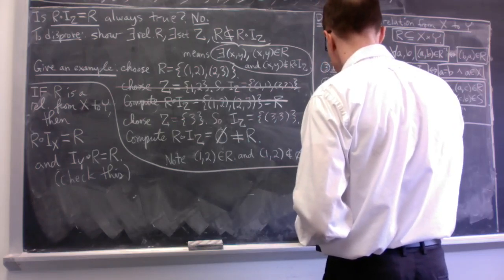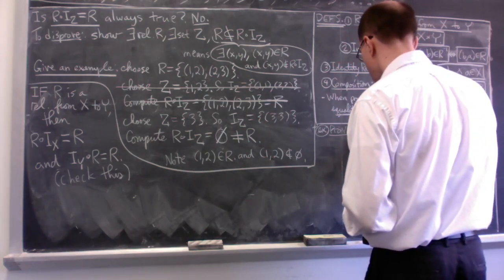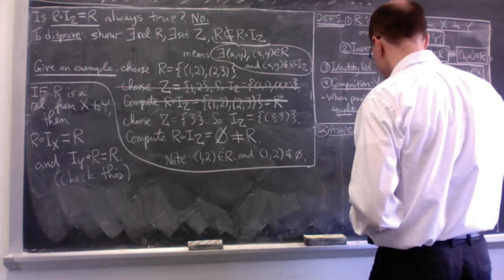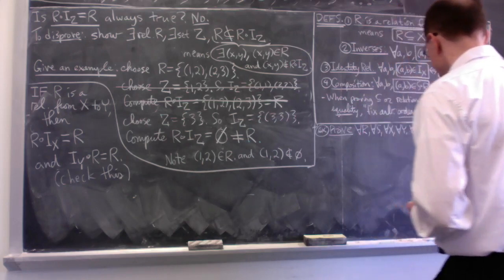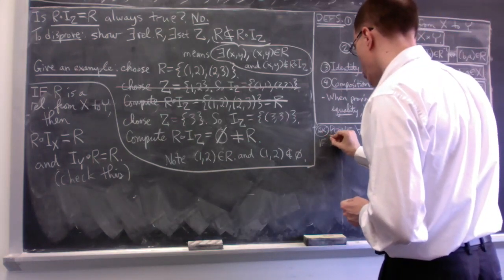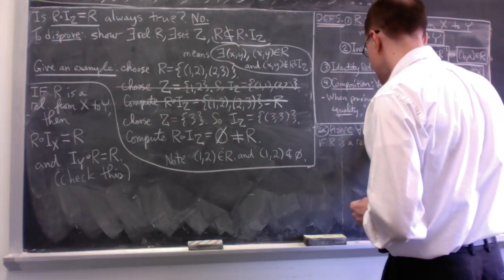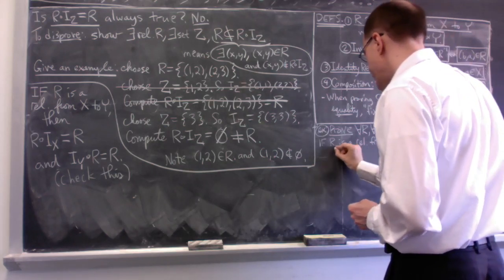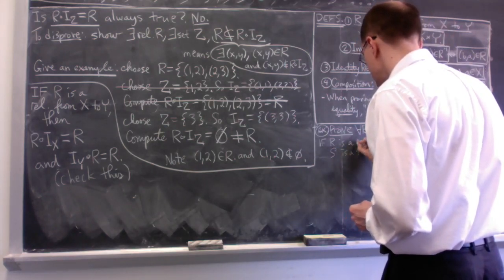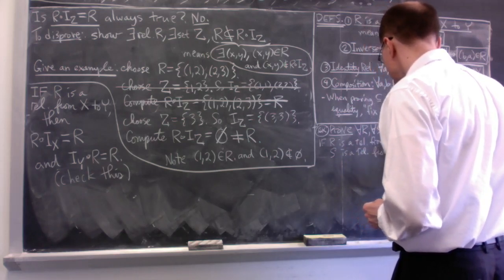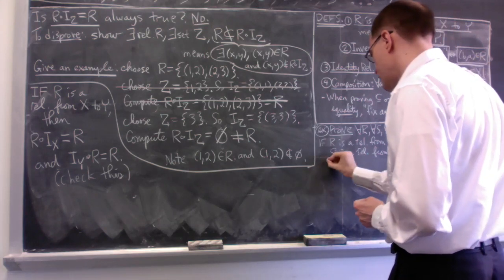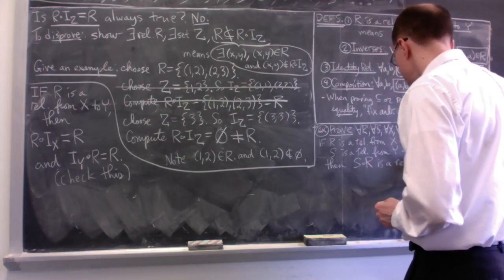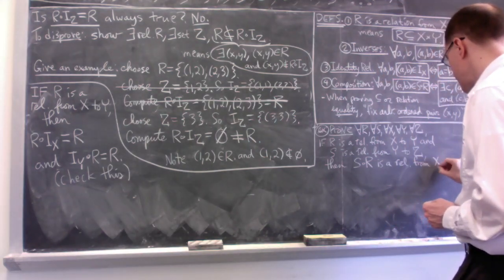Prove for all R, for all S, for all X, for all Y, for all Z, if R is a relation from X to Y, and S is a relation from Y to Z, then S circle R is a relation from X to Z.